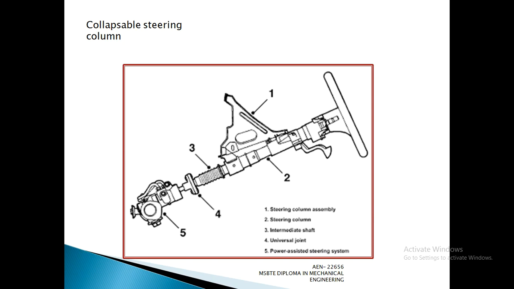It consists of a steering column assembly, steering column intermediate shaft, universal drive, and power assisted steering system. That can be a conventional one, but most probably power assisted steering has been used to include collapsible steering column, which will reduce the effect of accident, or which will reduce the injury that will occur to the driver.